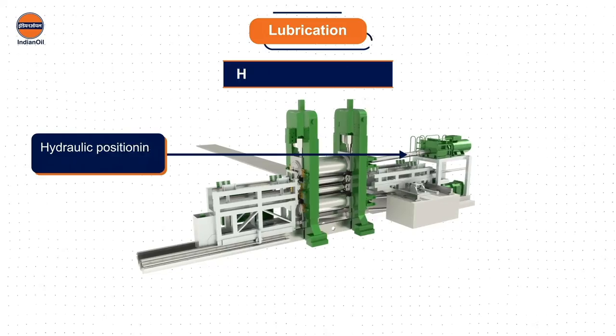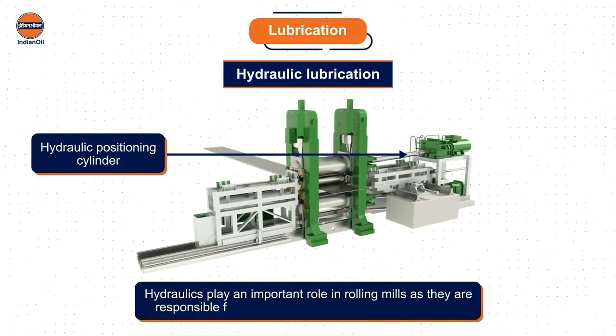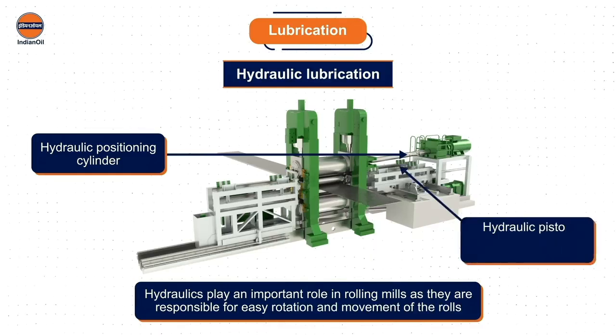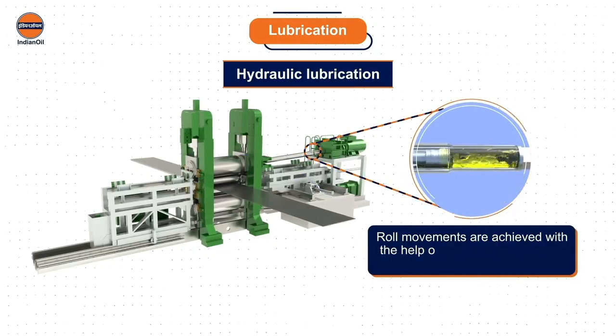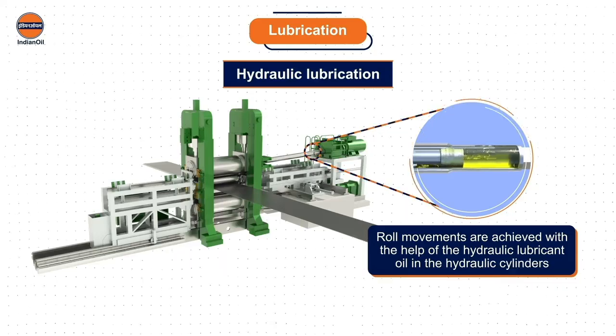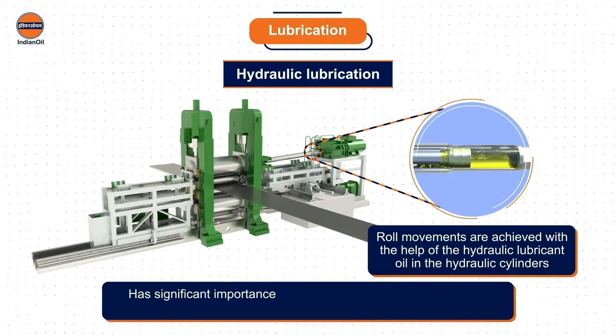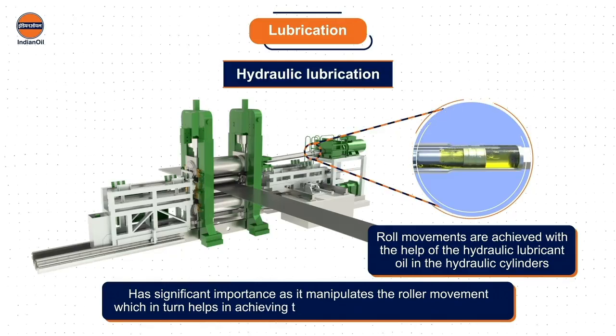The next is hydraulic lubrication. Hydraulics play an important role in rolling mills, as they are responsible for easy rotation and movement of the rolls. Hydraulic cylinders function with the help of hydraulic piston rods that operate using controlled pressure. The roll movements are achieved with the help of the hydraulic lubricant oil in the hydraulic cylinders. Hydraulic lubrication has significant importance as it manipulates the roller movement, which in turn helps in achieving the desired metal shape and structure.